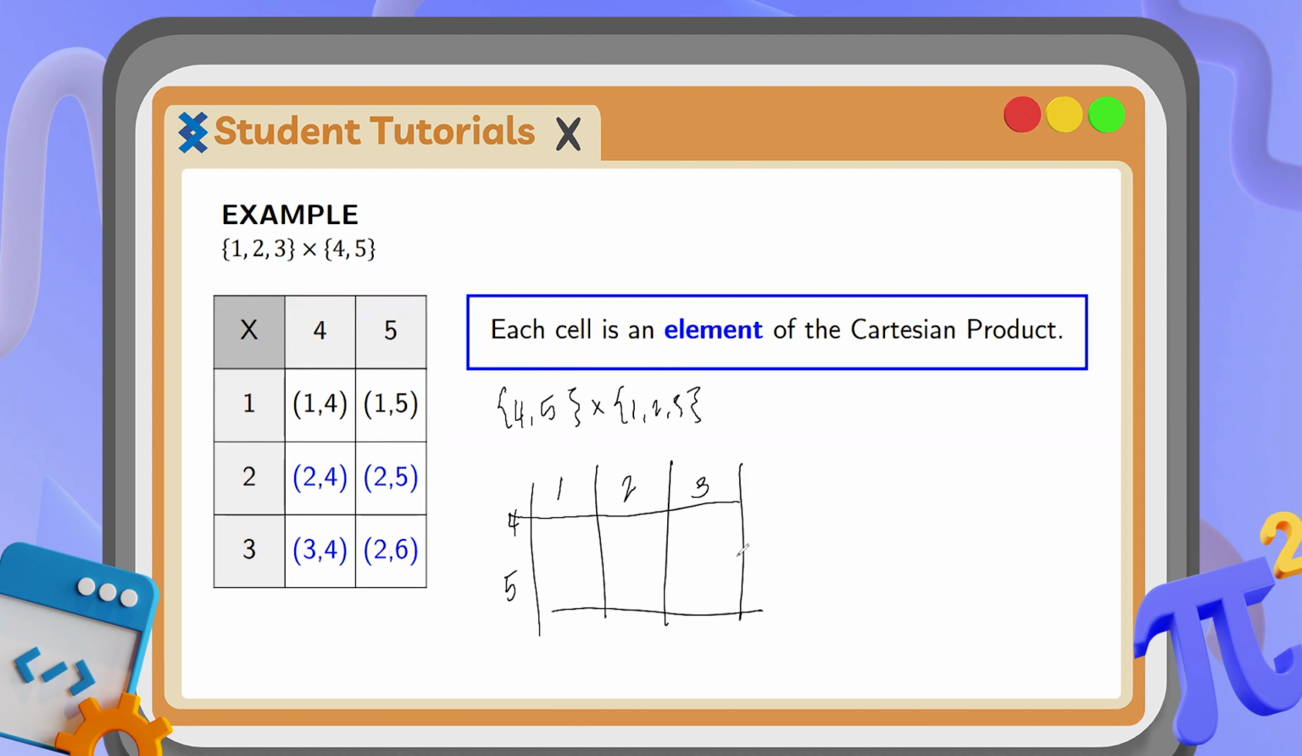And then fill the table like so. So this would contain this time element (4, 1), or ordered pair, for one another. Then (4, 2), (4, 3). Then (5, 1), (5, 2), (5, 3). So that would be the Cartesian product's elements for this Cartesian product.